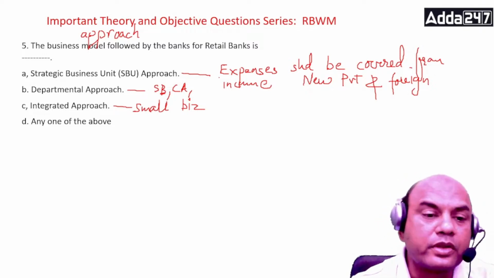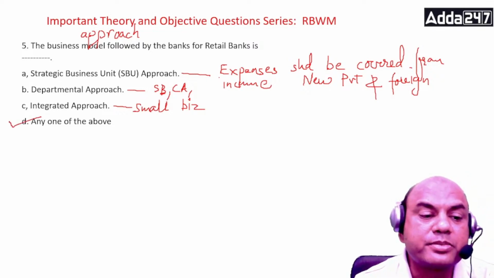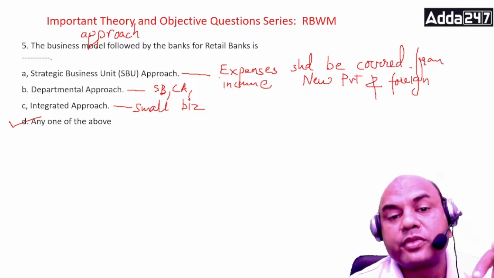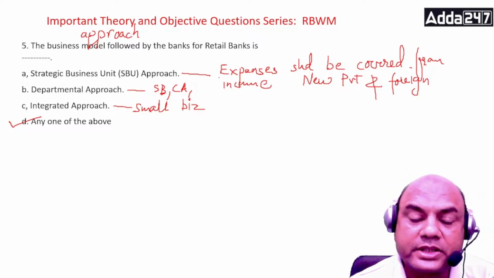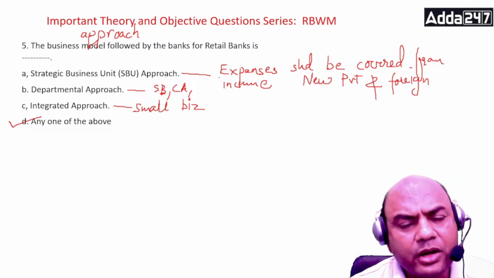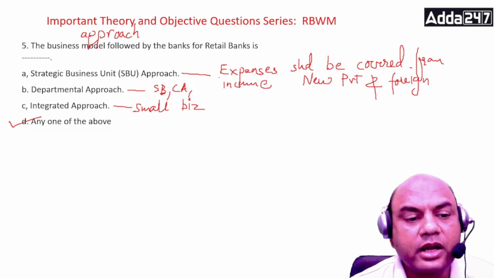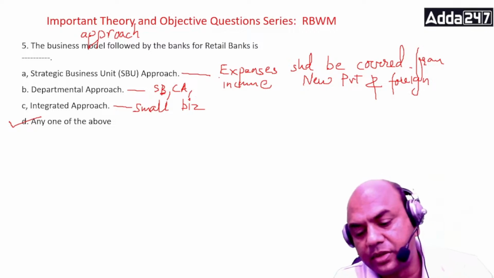So which model is followed by the retail banks? Any of the above is the answer. Why? Because it depends on which bank you are talking about. Are we talking specifically of nationalized banks? Specifically of private sector banks? No, we are talking of all retail banks. It can be a cooperative bank also. A cooperative bank may follow the integrated approach, right? So the answer is any one of the above.